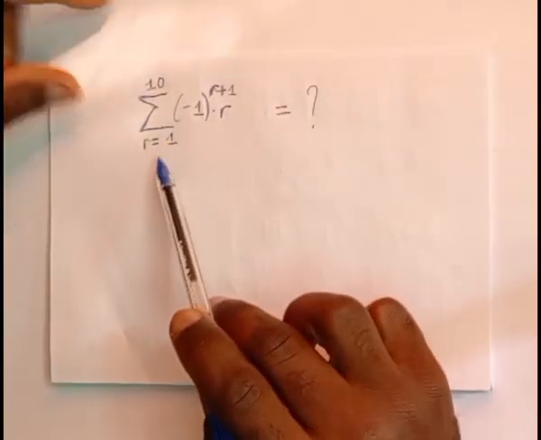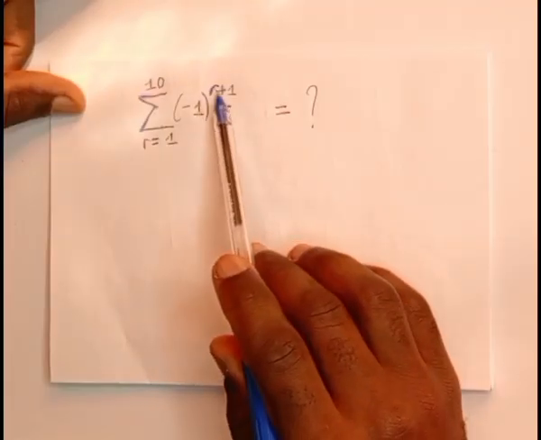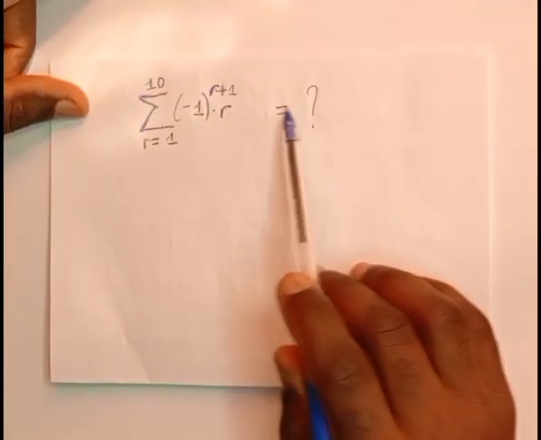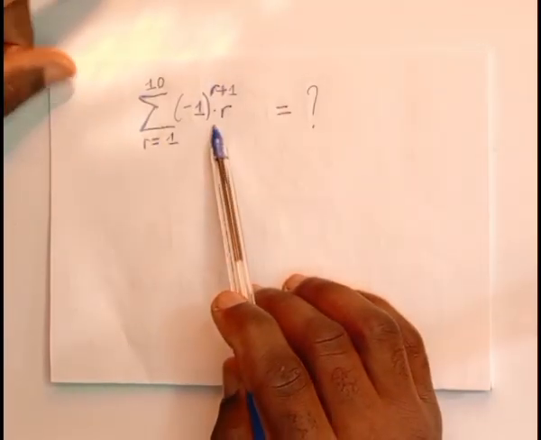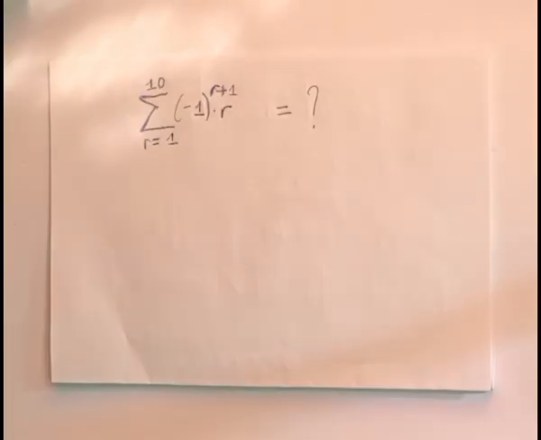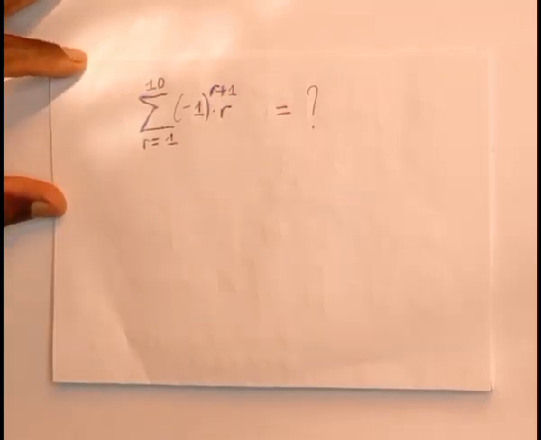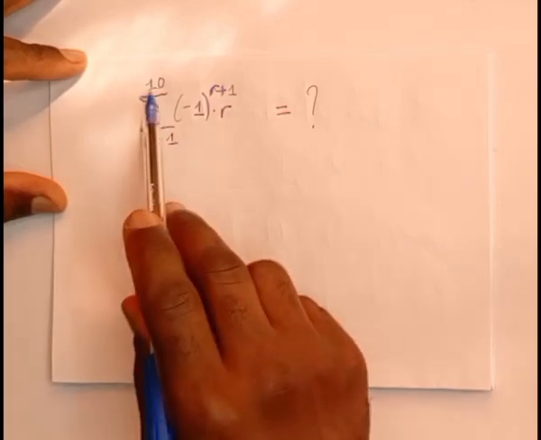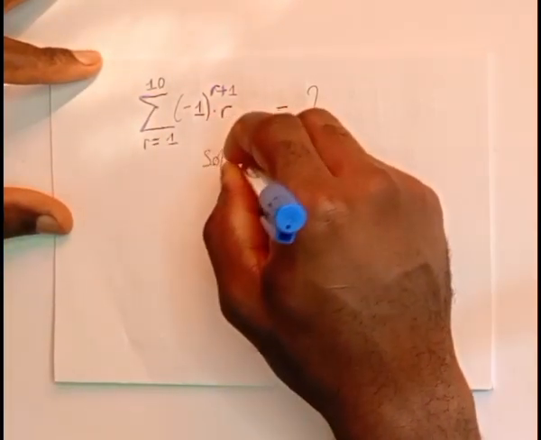Summation r equal to 1 right up to 10 of negative 1 raised to the power r plus 1 times r is equal to, we have to find the sum of this series. First thing, for us to get the sum of this series, we need to start by writing down the terms of this series. We are going to make use of integer values of r from r equal to 1 right up to r equal to 10. Take down solution.